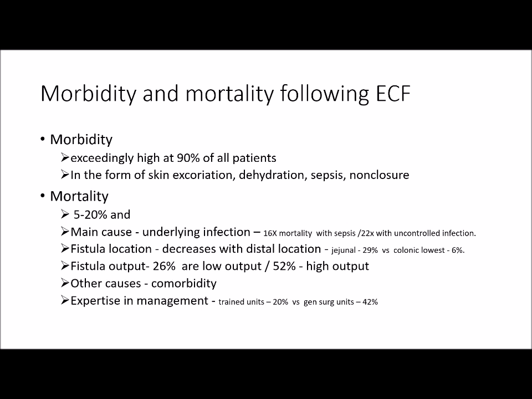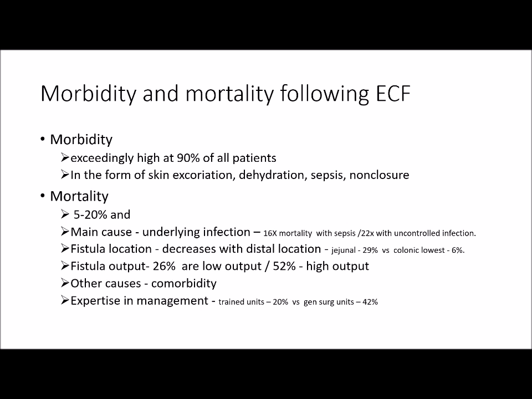The output again makes a difference, and if you have a high output, the mortality is in the range of 52%, and with a low output in the range of 26%. There could be other causes, like for example, other comorbidity existing, which is not directly related to the fistula problem, but they are there, and they could be responsible for the mortality.